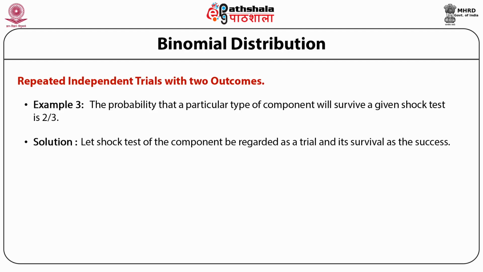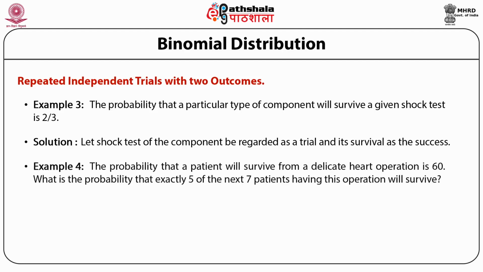Let the shock test of the component be regarded as a trial and its survival as a success. If P denotes the probability of success, Q that of failure in a single trial, then the number of tests n is equal to 5, P is given, Q is given. The required probability that there are 2 successes is nCr P^r Q^(n-r), where r is 2, the number of successes. After solving, you will get the answer.